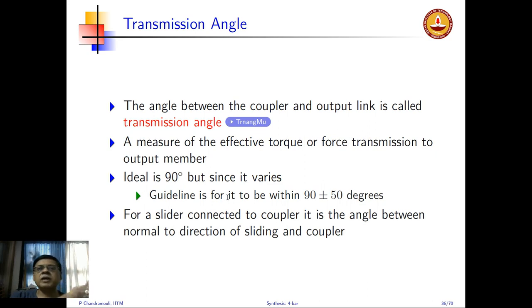I have given you a couple of dimensions, the designs that we have made. I want you to check, at a few positions, what the transmission angle will be. Now, if you have a slider instead of a 4-bar mechanism like this connected to the coupler, it is basically the angle between the normal to the direction of sliding and the coupler. So that's the definition of a transmission angle for that.